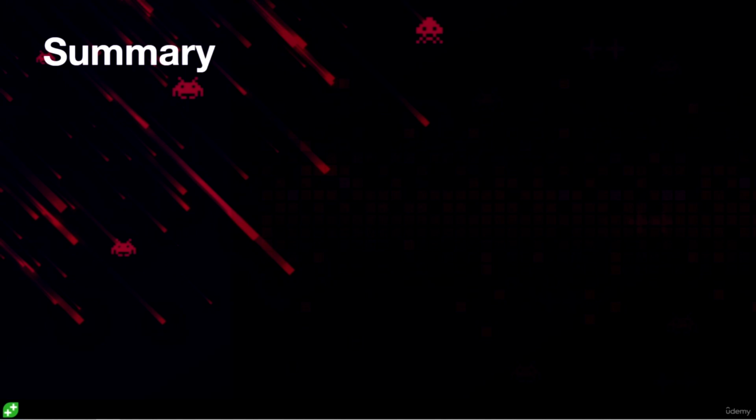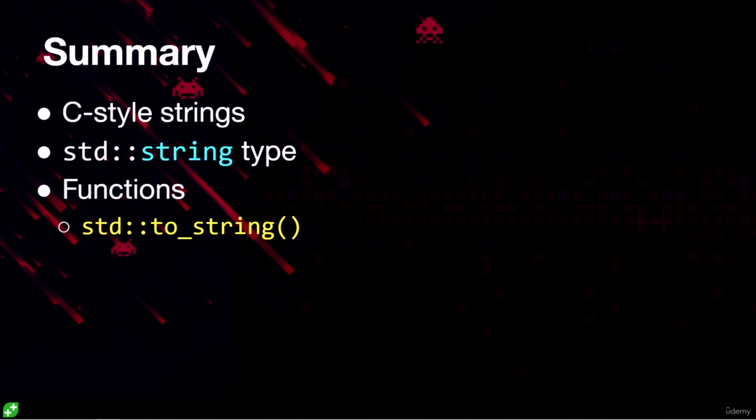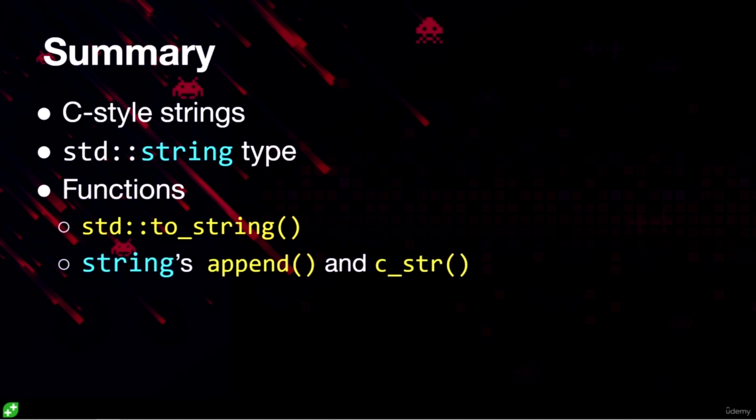So in summary, we printed the character's health value to the screen, and that involved the use of strings. So we first had a discussion about C-style strings, and then we learned about the standard string type. We also learned about some special functions like the toString function and the string's append and c_str functions. We're almost done with this game. In the next video, we're going to wrap this up by adding multiple enemies to the level. See you soon!